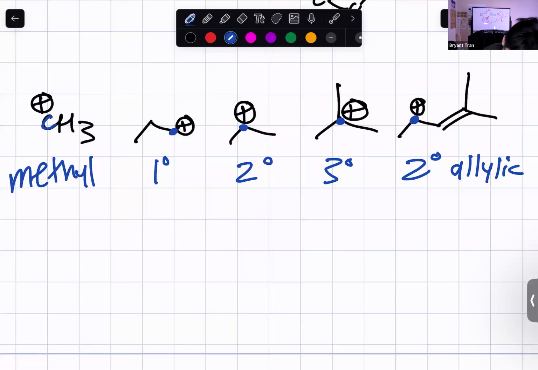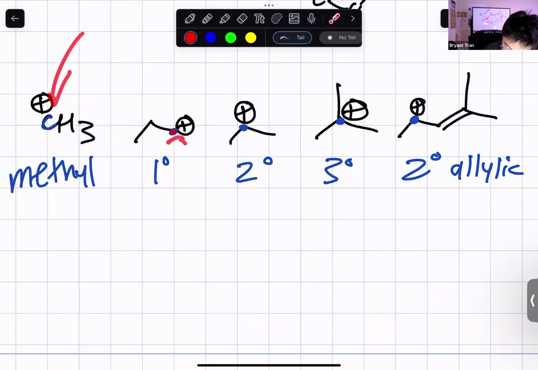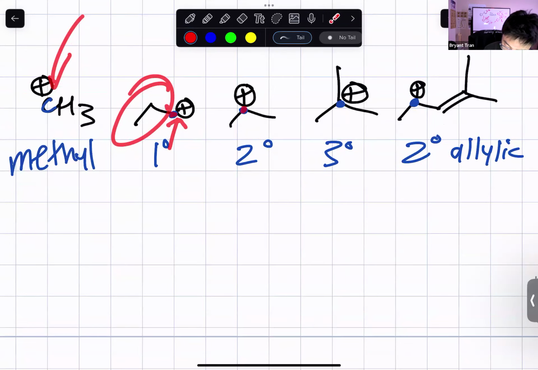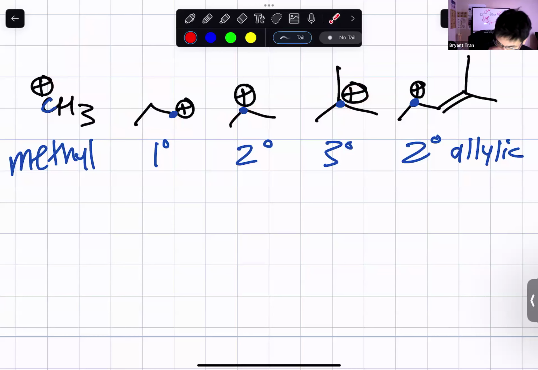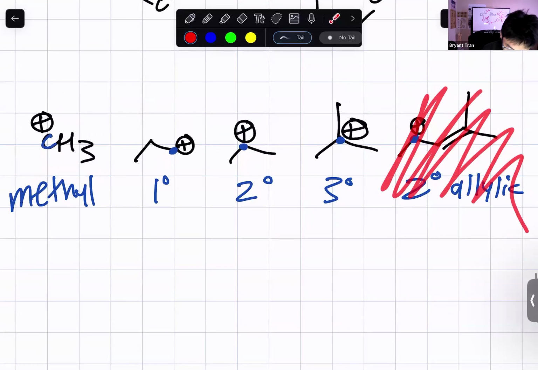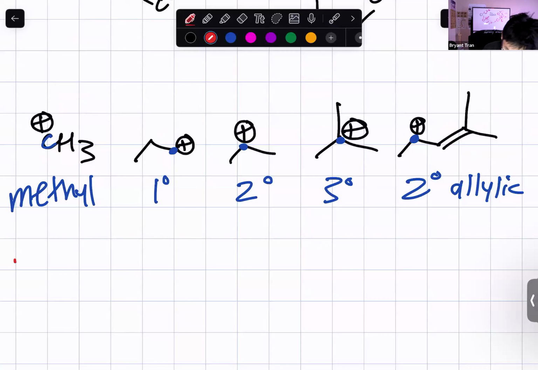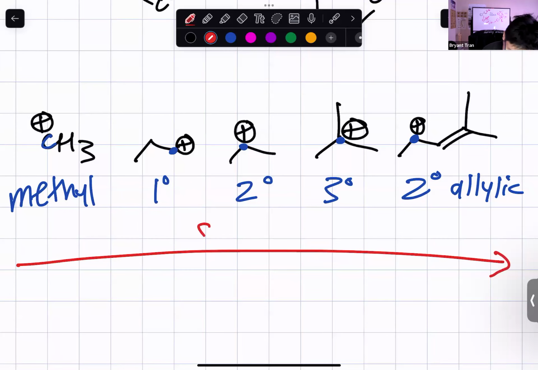This right here at the left side is a methyl carbocation because this positively charged carbon is part of a methyl group. There's no R groups attached to it. The primary carbocation only has one R group attached to it. Secondary carbocation has 2 R groups, tertiary has 3. And we'll worry about the secondary allylic later. But the more substituted the carbocation is, the more stable it's going to be. So stability is going to increase from left to right, in the way that I drew it here, right?